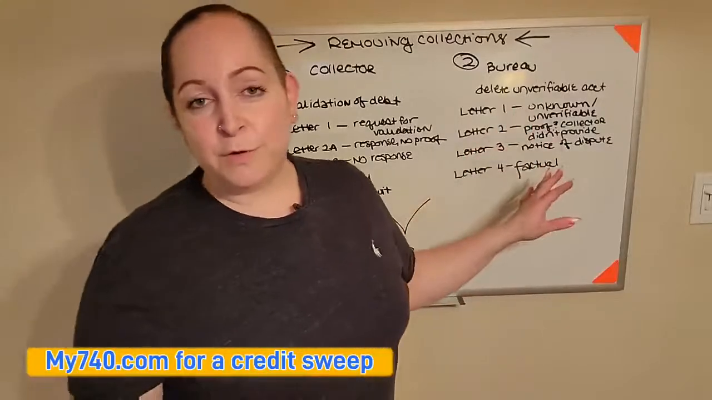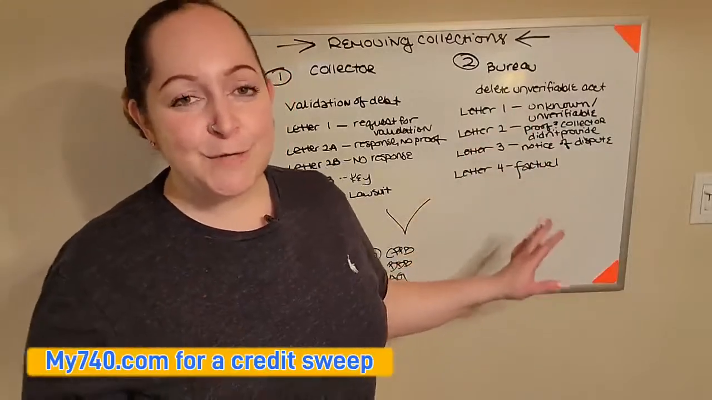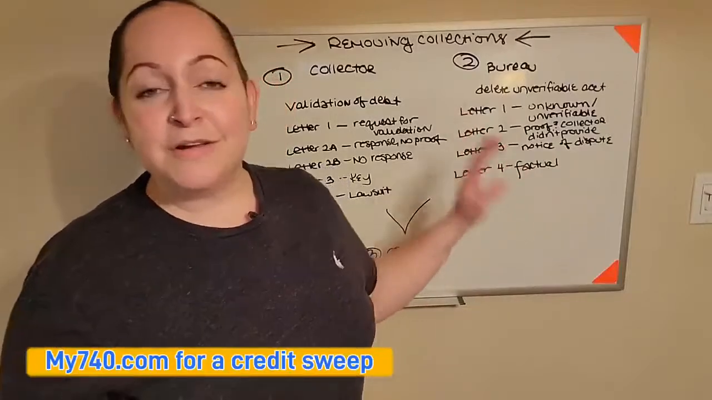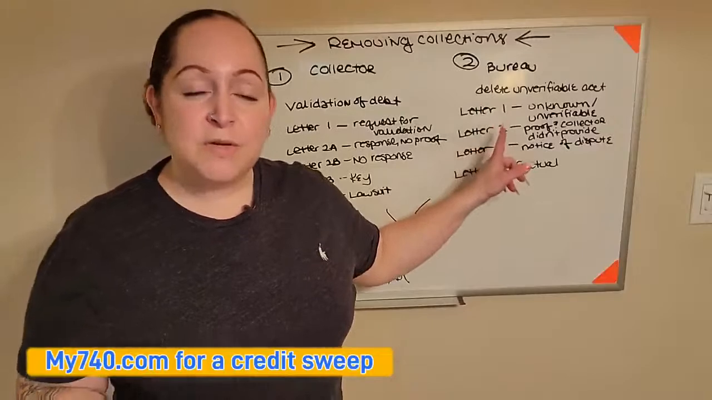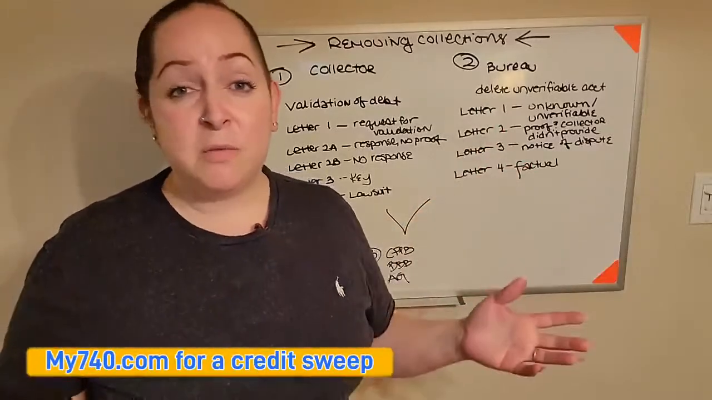You're also disputing with the bureaus, but there's a huge difference. You're not sending out a template. You're not sending in a validation of debt request. What you're doing is on letter 1, you're actually going to say, hey, this is unknown. You're unable to verify it.